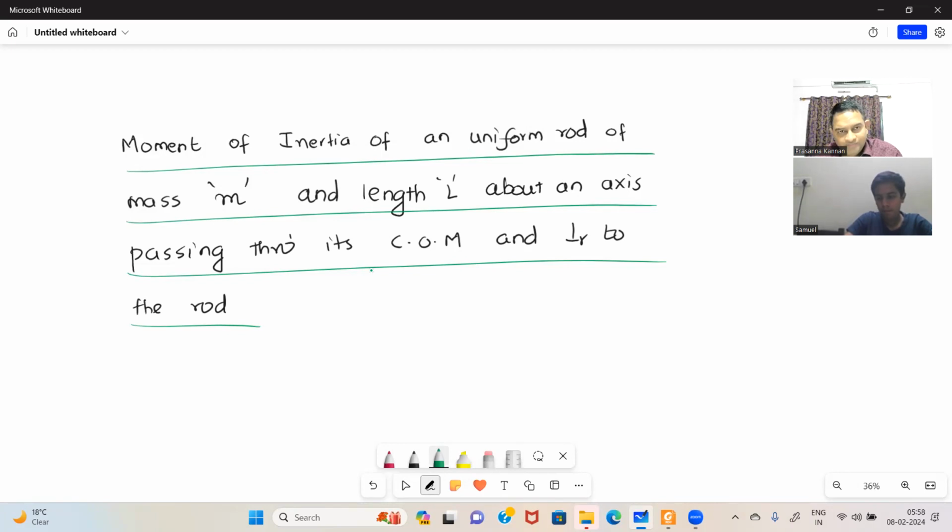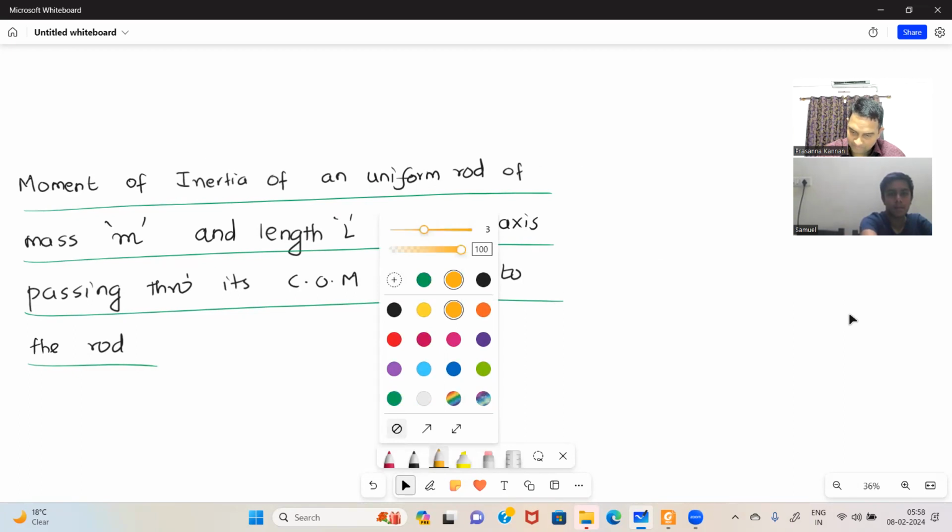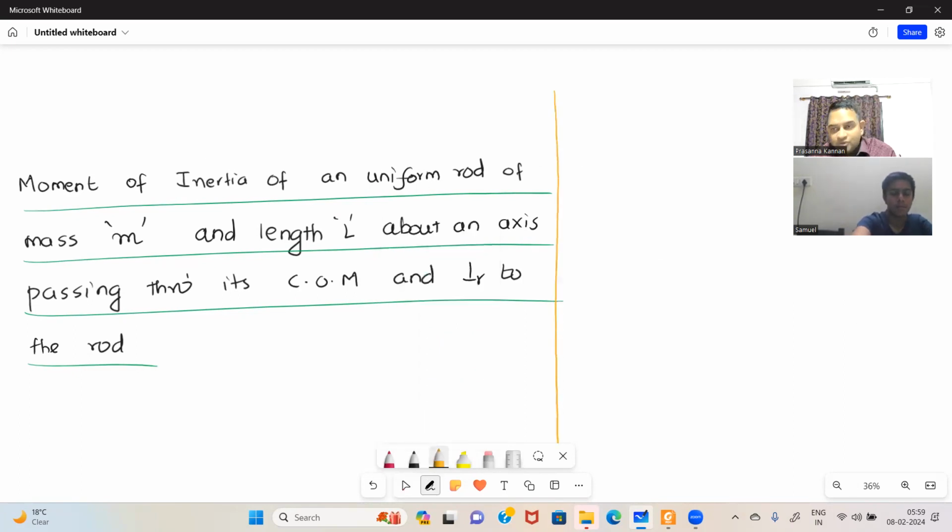What do you mean, uniform rod? Mass distribution is constant. That means if the length of the rod is 10 meters, let's say the total mass is 10 kg, each meter will have 1 kg mass, correct? Right. Equal distribution of mass. Then that is called a uniform rod. Okay, now let's consider that.